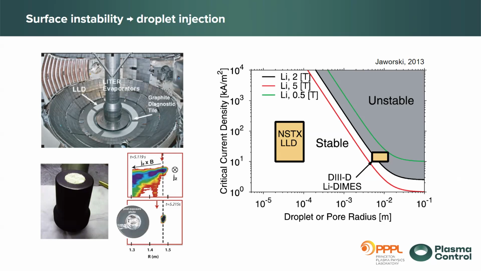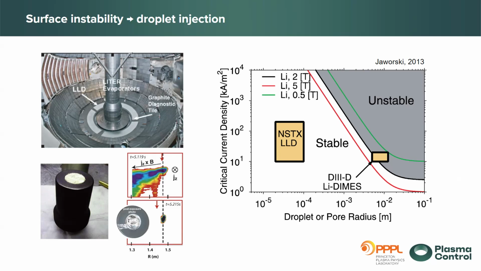You can see from the bottom of the slide, this is the lithium in a cup experiment that was conducted on DIII-D a while ago. This is one of the plasma facing components, the DiMES device. You can probably see the post-exposure photo where the lithium actually exits the little reservoir and got ejected into the plasma.